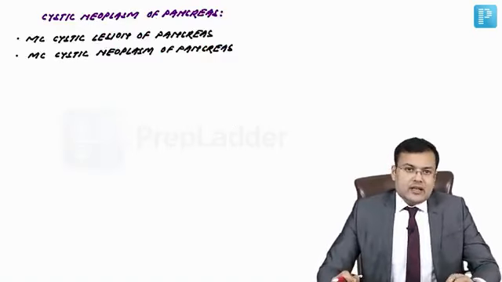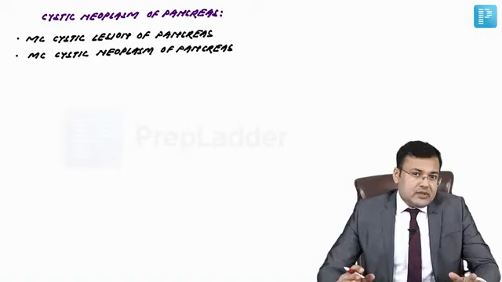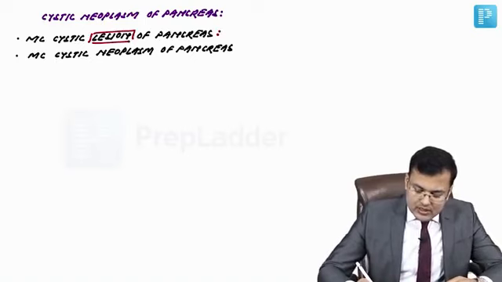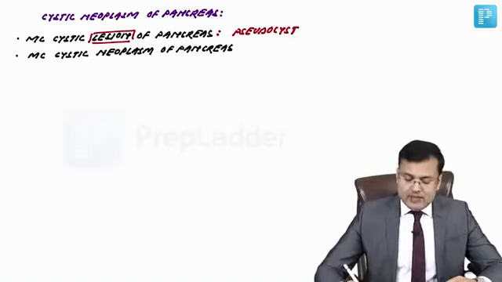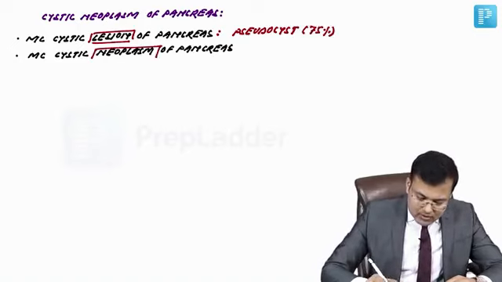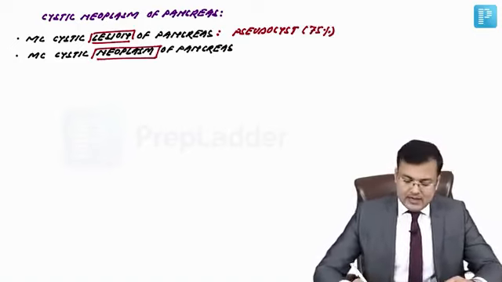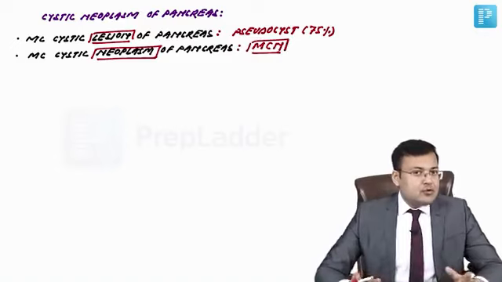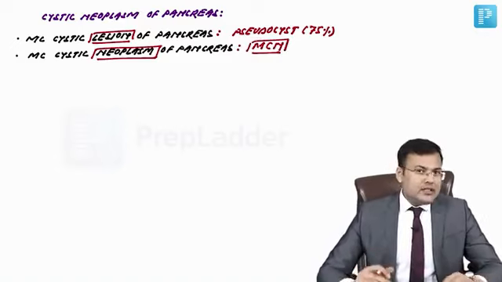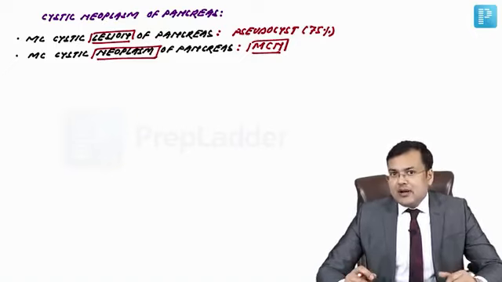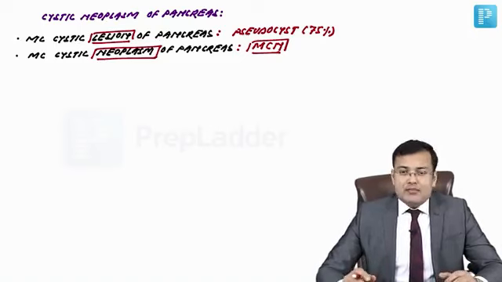What is the most common cystic lesion of the pancreas? And what is the most common cystic neoplasm of the pancreas? If you're talking about cystic lesion, this is pancreatic pseudocyst, in 75% of cases. But if we are talking about the most common cystic neoplasm of the pancreas, this is mucinous cystic neoplasm. Another name is mucinous cystadenoma. Cystic neoplasms of the pancreas include serous cystadenoma, mucinous cystadenoma, and intraductal papillary mucinous neoplasm.